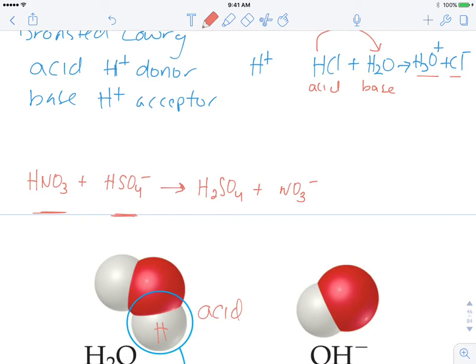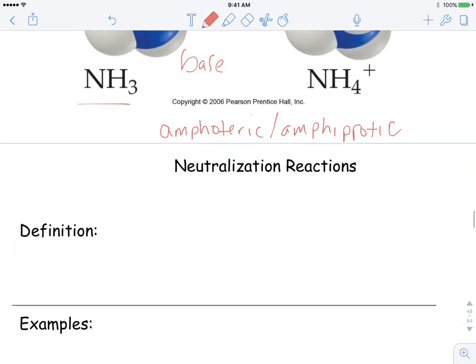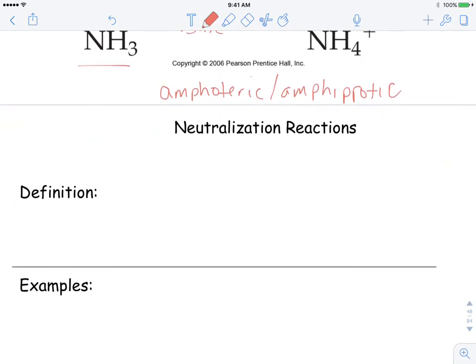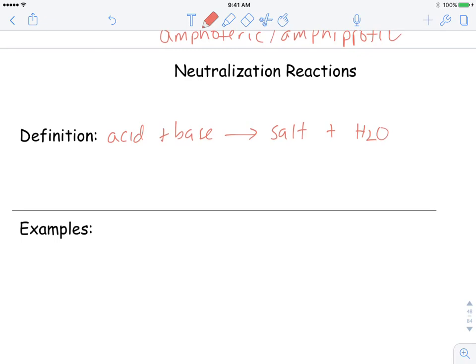Hopefully you got that HNO3 is the acid. It gives its hydrogen over to the hydrogen sulfate ion. That hydrogen sulfate ion acts as a base and accepts it. Now, you could also have a neutralization reaction with acids and bases. And this is where you have an acid plus a base, and they react and form salt and water. So we did some examples in class for this. Here are some examples like HCl plus NaOH, and it yields NaCl and H2O.